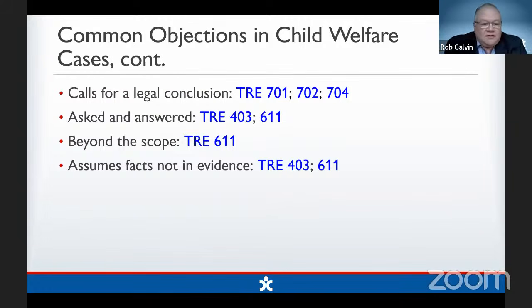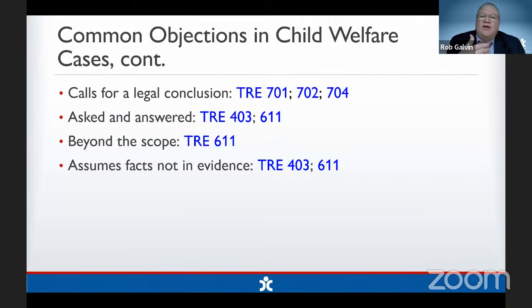So staying with these common objections, so calls for a legal conclusion. We see this a lot, right, in CPS cases. It's maybe the direct examination of the caseworker: mom doing this, doing that, doing all these other things. Is that endangering behavior to the child? And so that cuts really close to that legal conclusion, because of the word endanger. If you're doing a jury trial, there's a definition, right? And your jury charge says endanger means blah, blah, blah, that we get from the case law. So be careful with that.